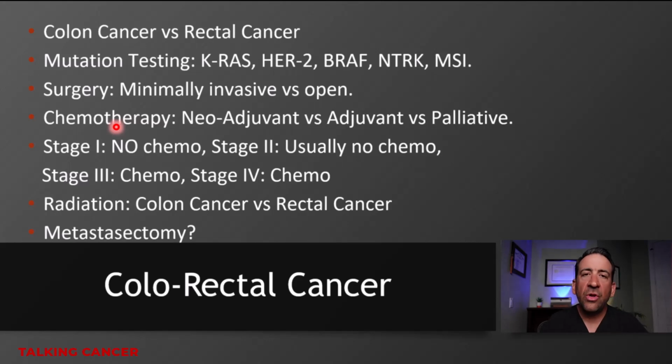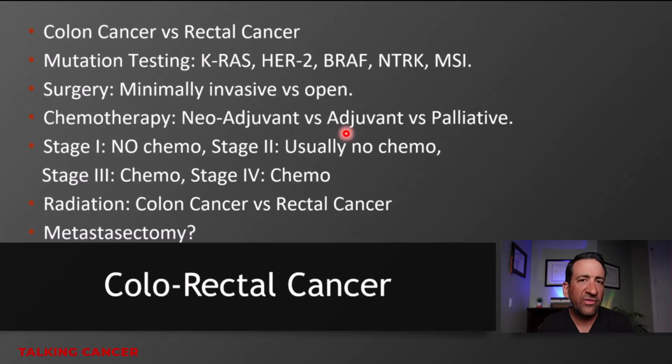Chemotherapy. All right, you need to know these basic topics, and that is neo-adjuvant, adjuvant, and palliative. And believe me, if you use these words with your doctor, they will know you've been doing some reading. And it's very simple. Neo-adjuvant means the doctor wants to give you treatment before surgery. So in other words, maybe you have a big tumor in your rectum and your doctor wants to shrink that tumor to make the surgery easier. That's called neo-adjuvant.